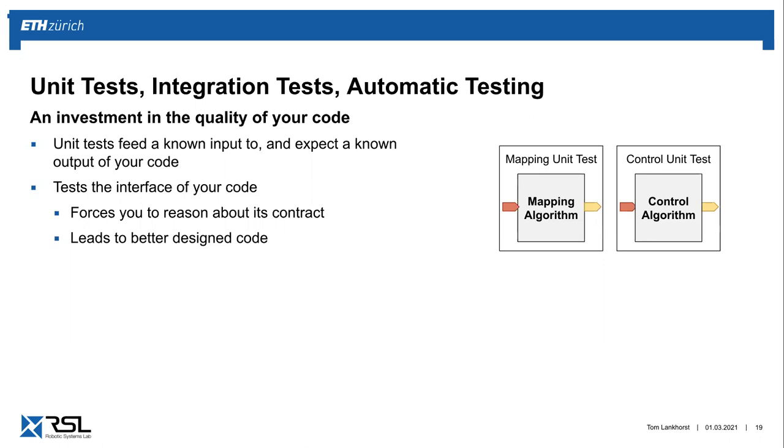This is a simple graphic that indicates what the unit test actually does. It's like a wrapper around a specific algorithm. So we have a mapping algorithm and a control algorithm here. And the unit test is actually a wrapper around these algorithms that gives a known input to the mapping algorithm and then checks the known output of the algorithm.